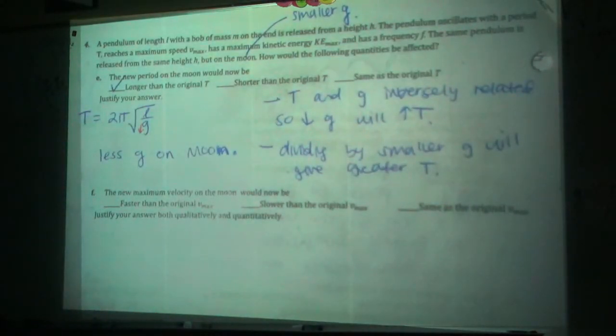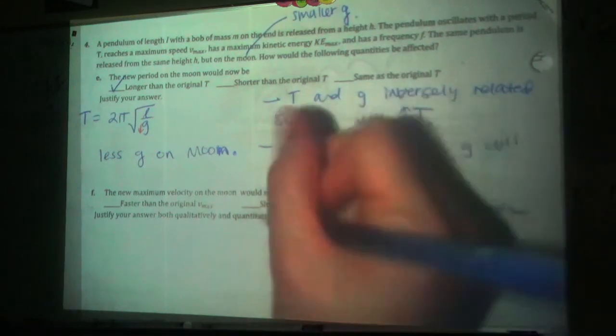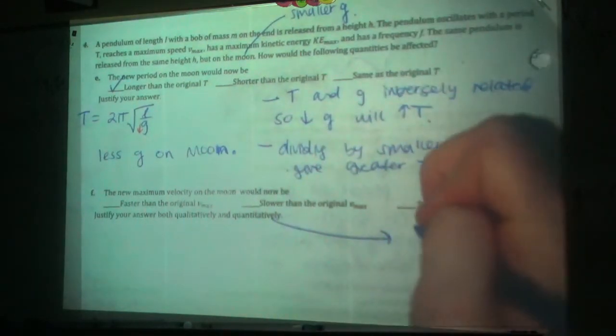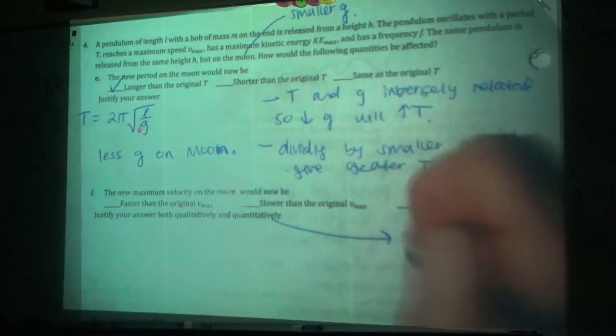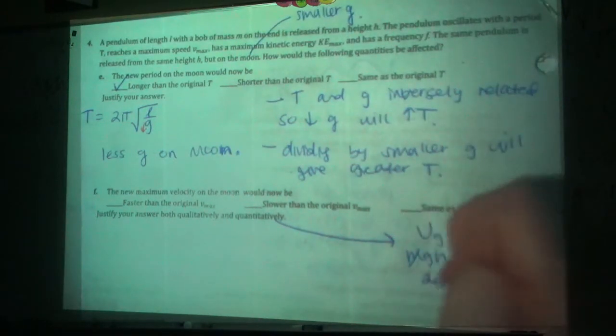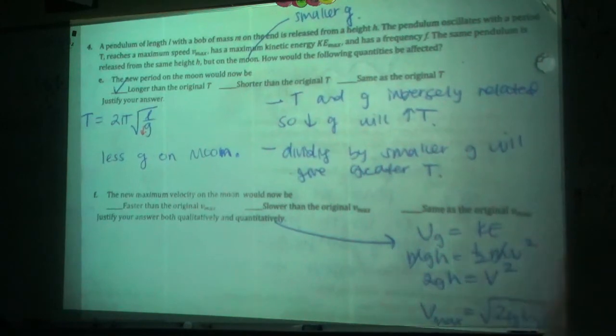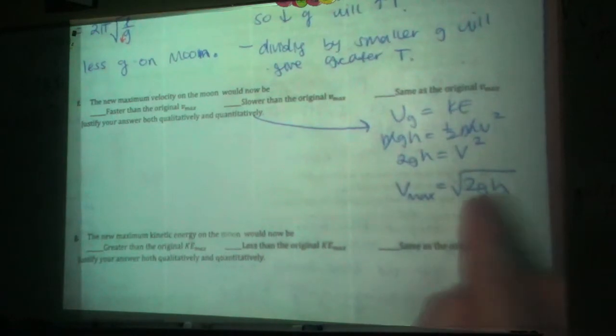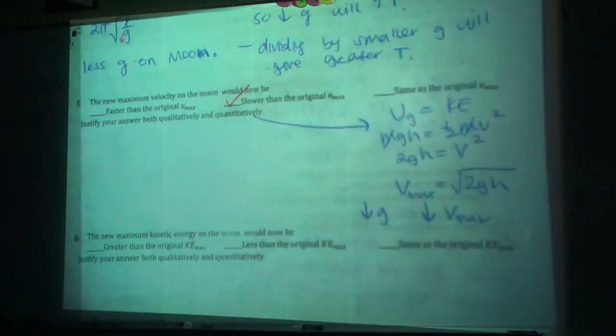Now your new maximum velocity, and we want to answer quantitatively. We start with gravitational energy going to kinetic: mgh equals 1/2 mv squared. Masses cancel out, 2gh equals v squared. Your maximum velocity is the square root of 2gh, or you could have just pulled it from before, because we already did this on the last one. Now we are again decreasing g. This is a direct relationship, so if you decrease g, you are decreasing the maximum velocity. So it's going to be slower than the original maximum velocity on Earth.